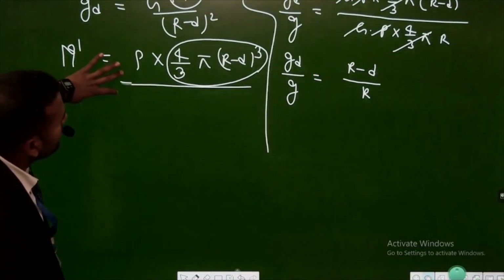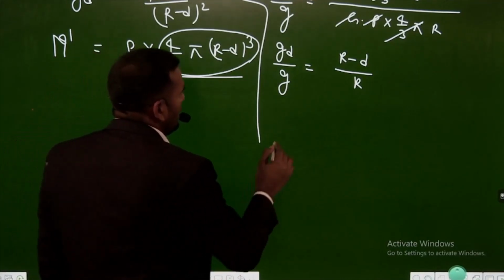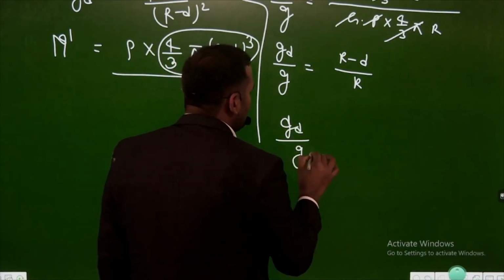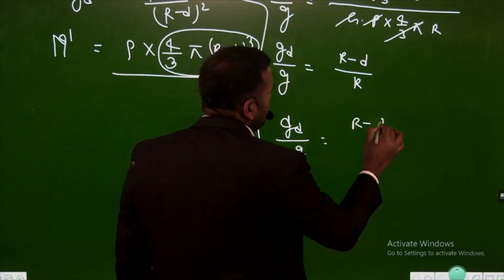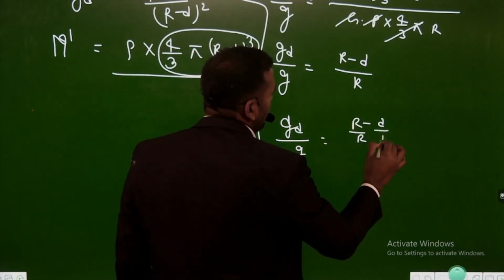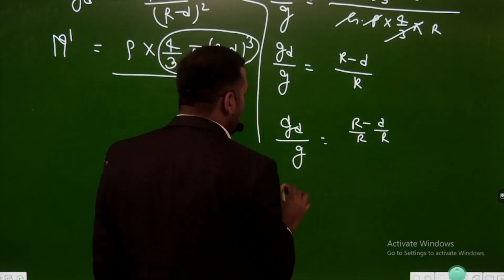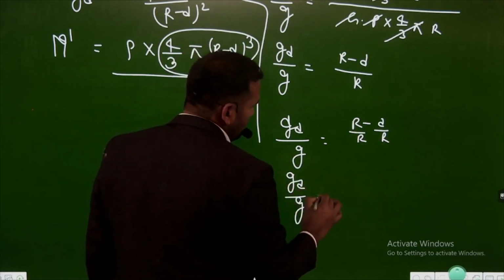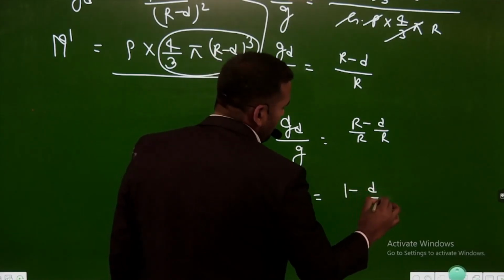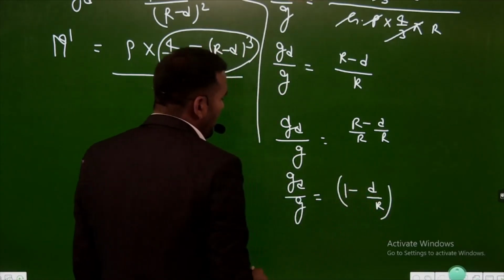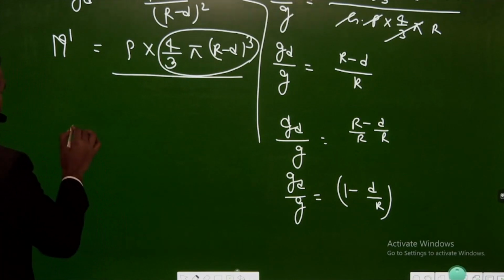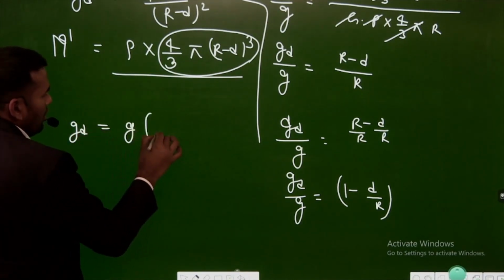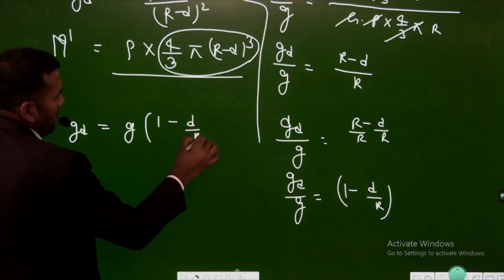we have the values g_d / g = (R − d) / R, divided by R. So finally we have g_d / g = 1 − d/R. And finally we have g_d = g (1 − d/R).